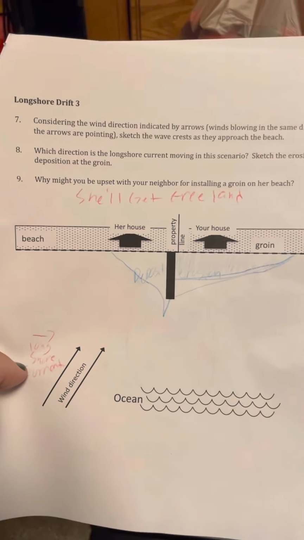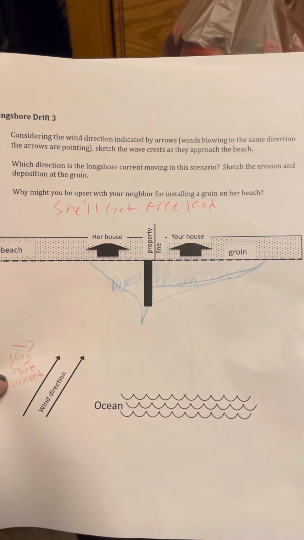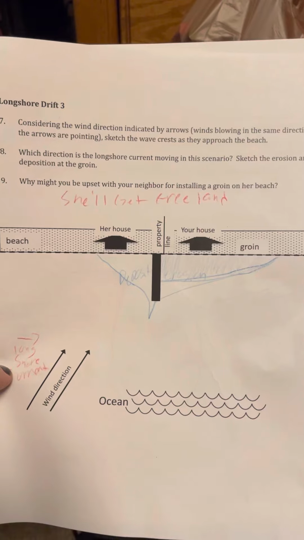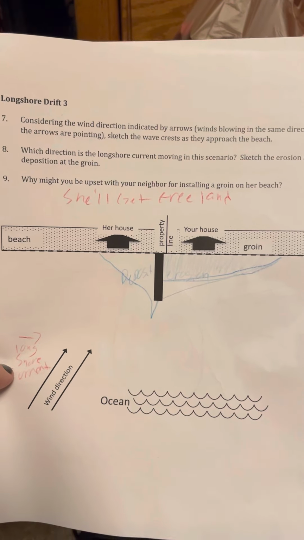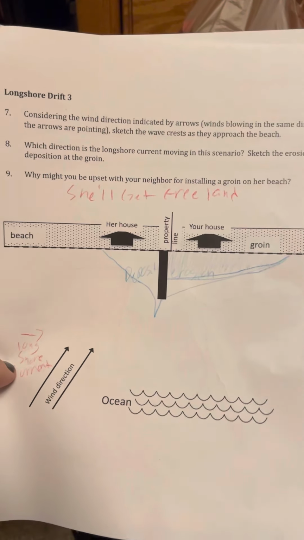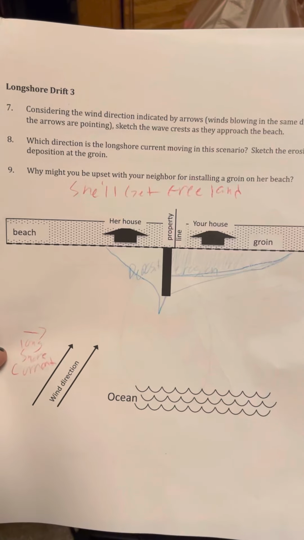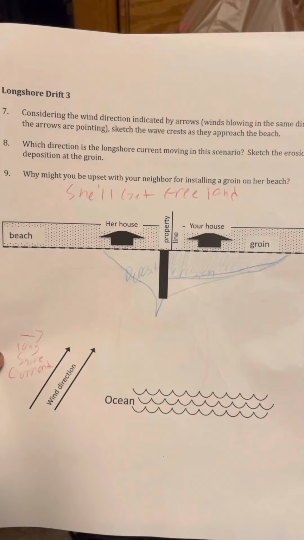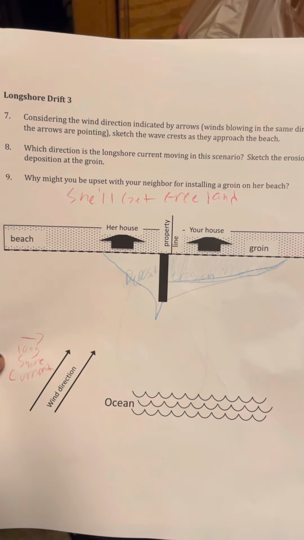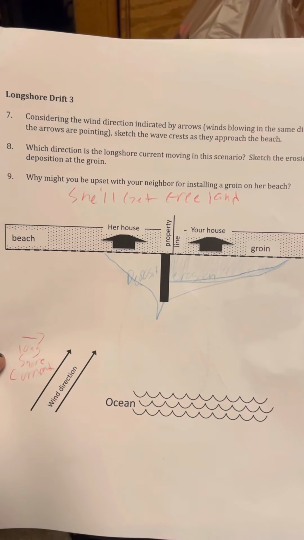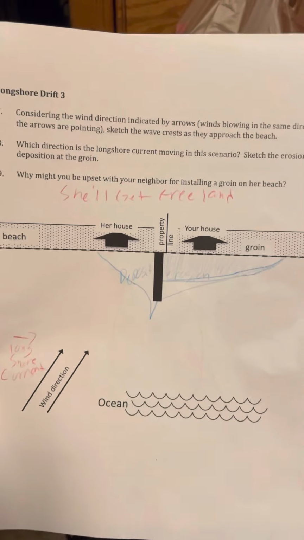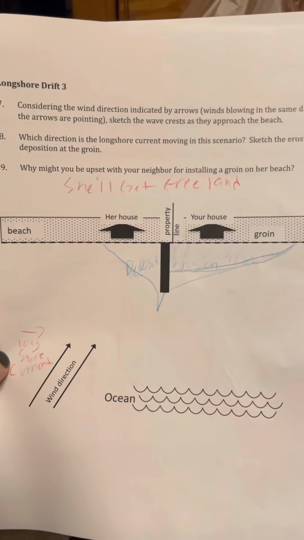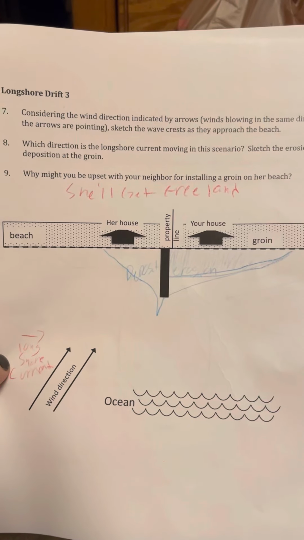Considering the wind direction indicated by the arrows, sketch the wave crest approaching the beach. I still need to do this. I will put this in the final product. For some reason, that was just an oversight on my part. Our longshore current here in the bottom left of the screen is going from left to right. Before you continue to question 8, question 7, I probably just blew through that, not even thinking about it. I will make sure that it will be in the final product for the paper that I turn in.